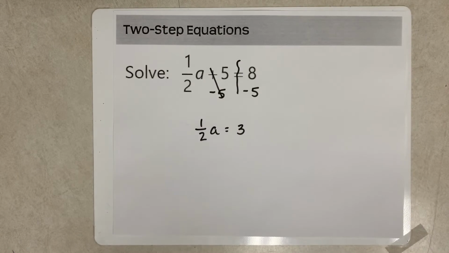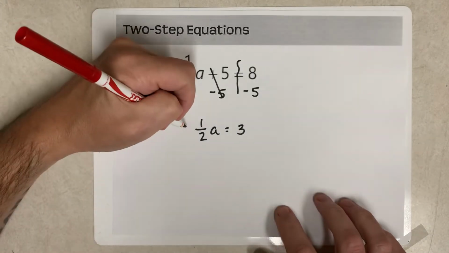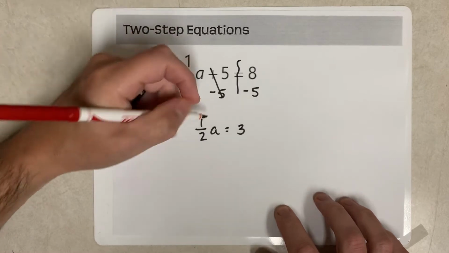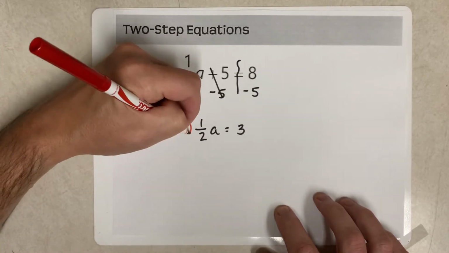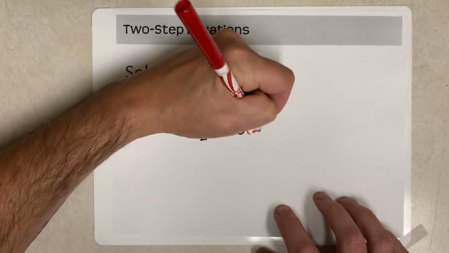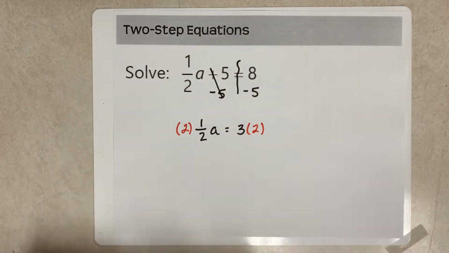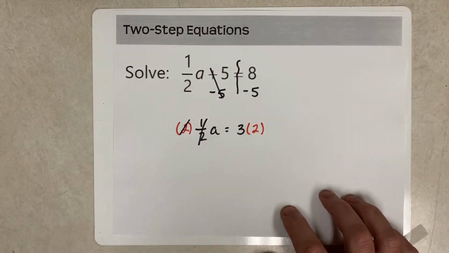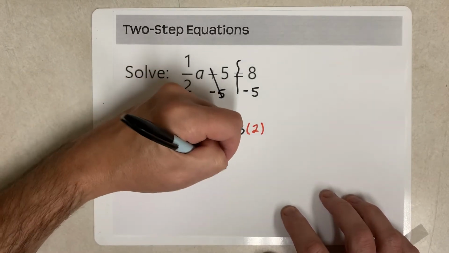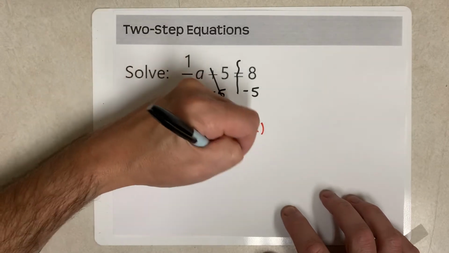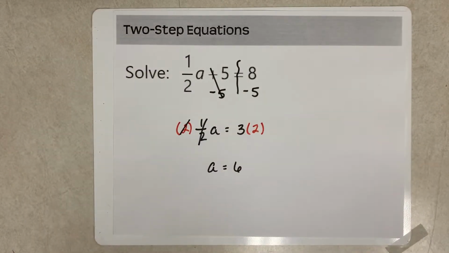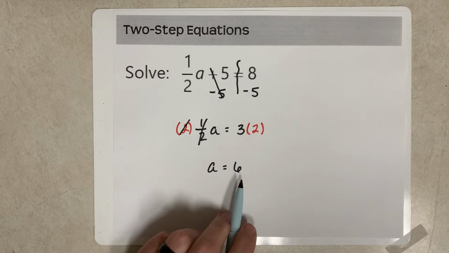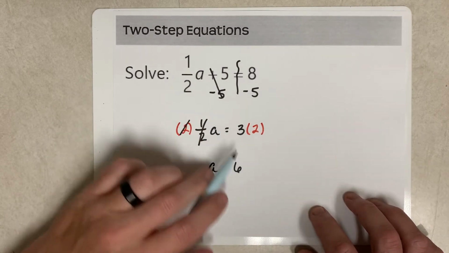Now what do I do? I need to get rid of that 1/2. And how have I taught you to do that? Multiply by the reciprocal. The reciprocal of 1/2 is 2. The reason why is because 2 times 1/2 is 1. So now, 2 times 1/2 is 1. They cancel out. Bring down my a. 3 times 2 is 6. 6 is my final answer. So how do I know it's 6? Half of 6, because a is 6, right?